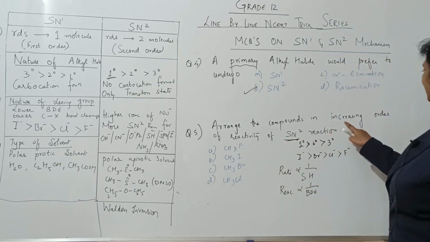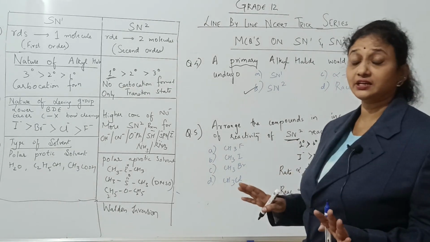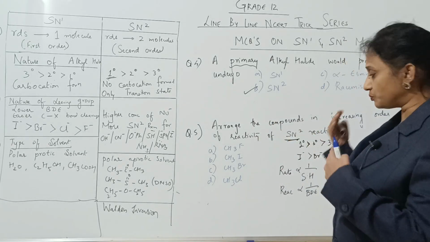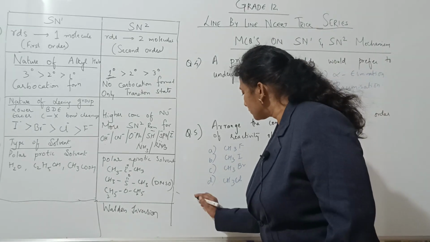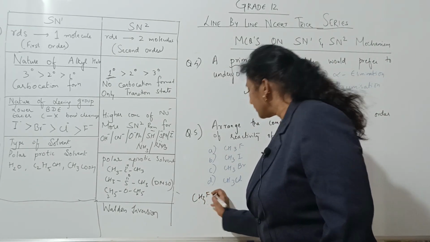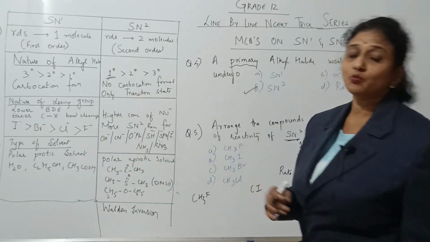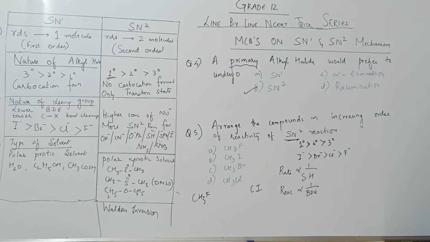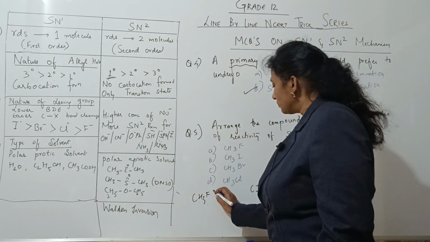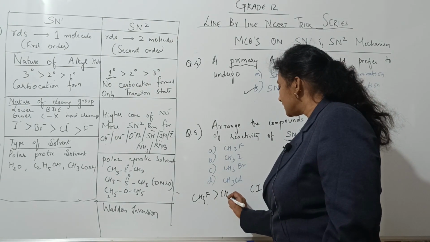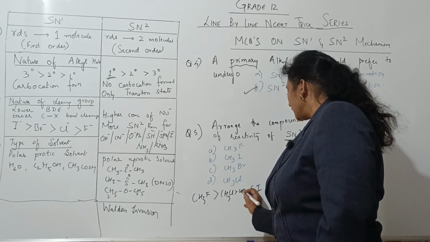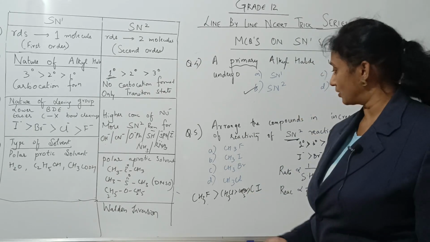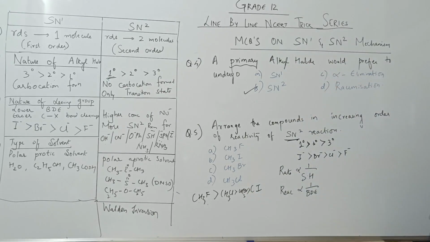How should I arrange? I have to arrange in the increasing order of their reactivity. So the last one should be the highest degree of preferred, and the first one should be CH3F. Now CH3F is more ordered or less ordered? Should I write the bigger symbol or the smaller symbol? Students always get confused. So more bond dissociation energy, then CH3Cl, then CH3Br, then CH3I. This is the order. Simple, simple.